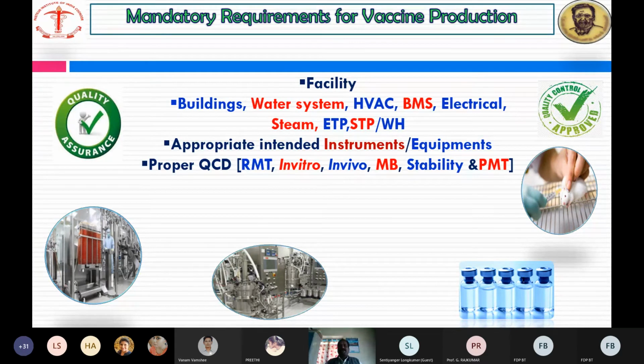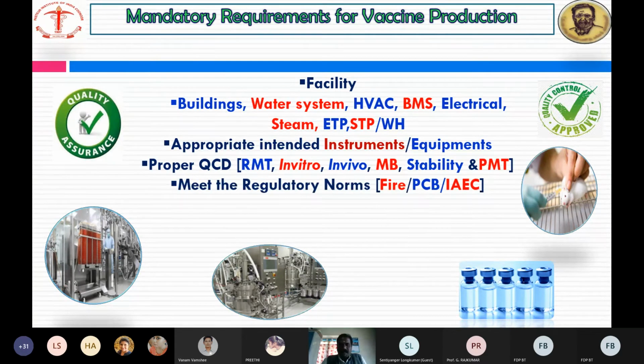Next is the packaging material system. And next is to meet the regulatory norms. What are the regulatory requirements? We need fire safety. It should have fire hydrant water, fully flowing, to avoid fire. You know, one month back a lot of courses were damaged in Serum Institute because of a fire failure in a particular filling room.